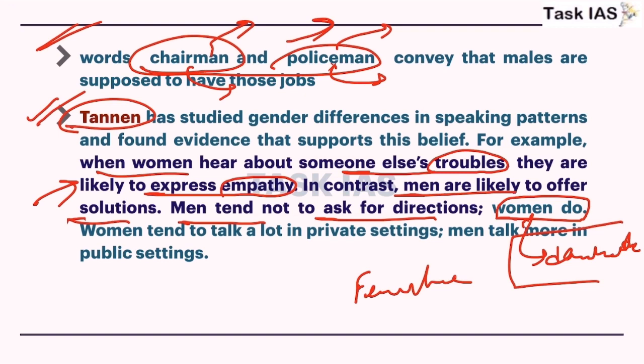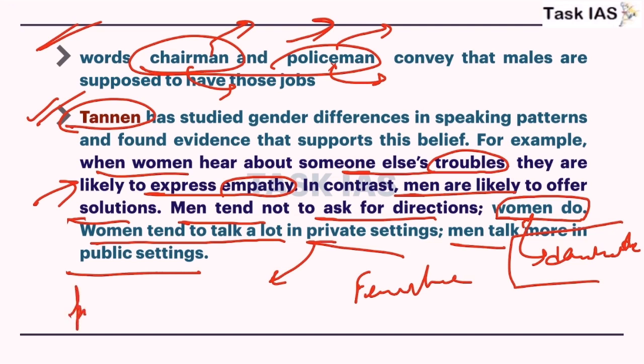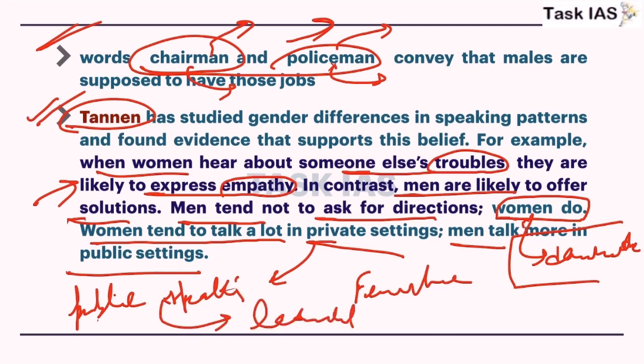Another aspect is that women tend to like to talk more in private settings, but men in public settings. And again, it was also observed that due to this behavior, it is considered that women are not as capable as men in public speaking, which is another characteristic of leadership. So these are different arguments which are given, but this is the study of Tannen.